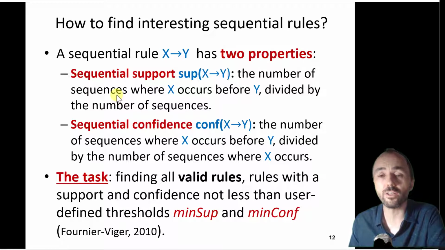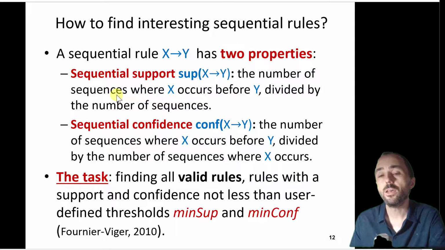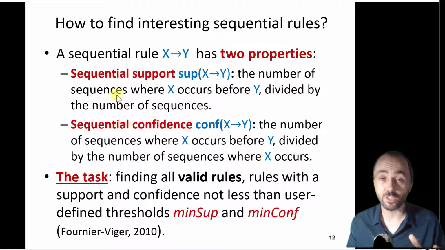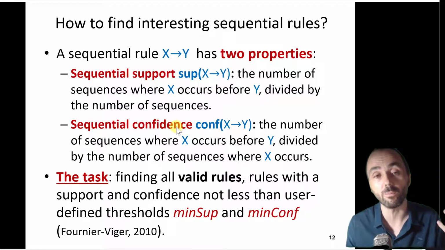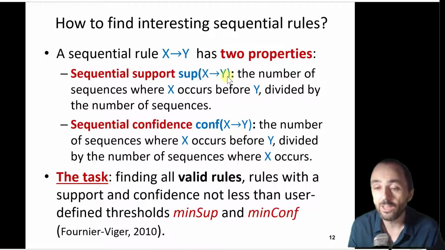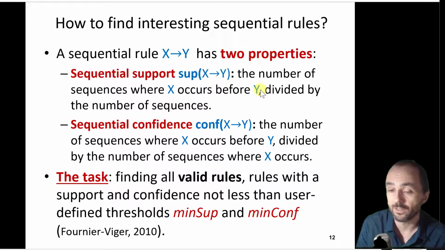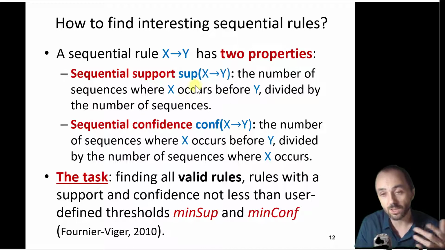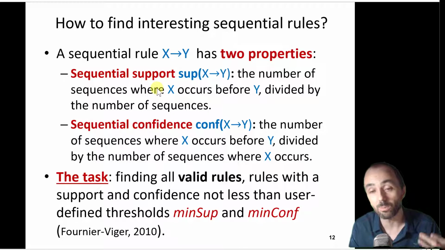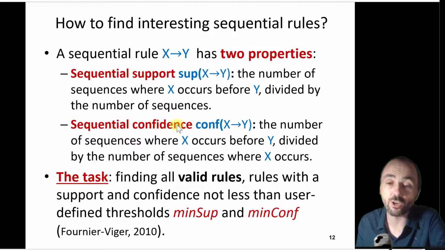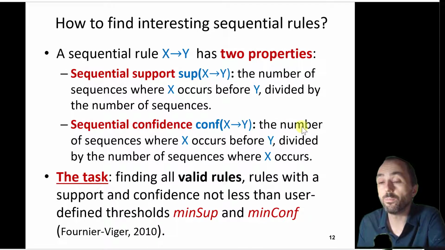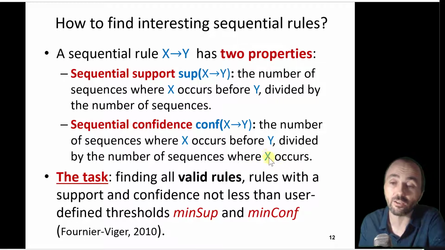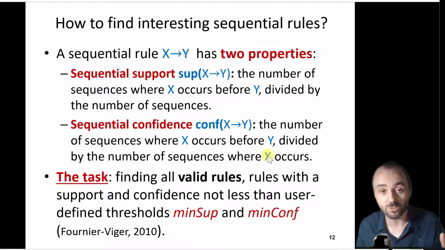How can we find the interesting sequential rules in the data? To find the good, interesting sequential rules, we look at two measures: the support and the confidence, or the sequential support and sequential confidence, to be more precise. The support of a rule X imply Y is the number of sequences where X appears before Y, divided by the total number of sequences. That means how many times the rule appears in the database, the proportion. Another measure we use is the confidence, which is like the conditional probability. The confidence of X imply Y is the number of sequences where X appears before Y, divided by the number of sequences that have X. I will show you this in more detail with an example after.